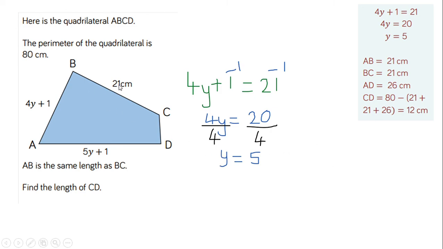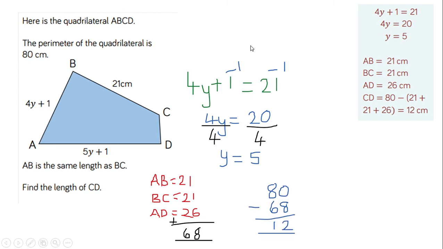Now we know that y equals 5. We know that this side is 21. We know that this side is 21. We can now work this one out. 5 times 5 is 25 plus 1 is 26. So we know that this length here, A to D, is 26. We now know all three of these sides, and we know the total perimeter. So if we add all these three up, we get a total of 68. If we then subtract that from the total perimeter of 80, then we're going to get a missing value of 12 centimetres.